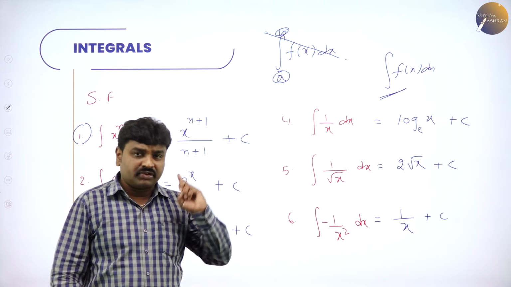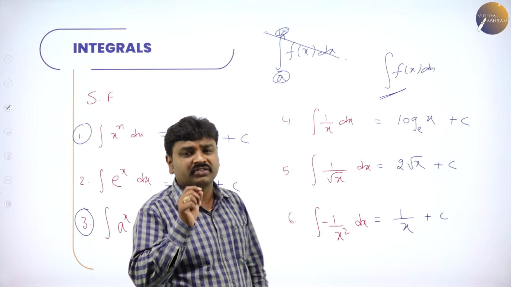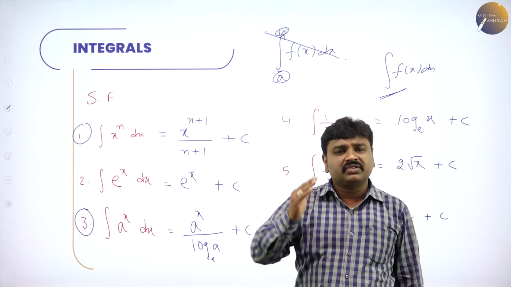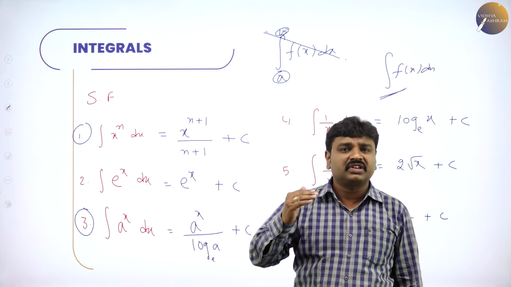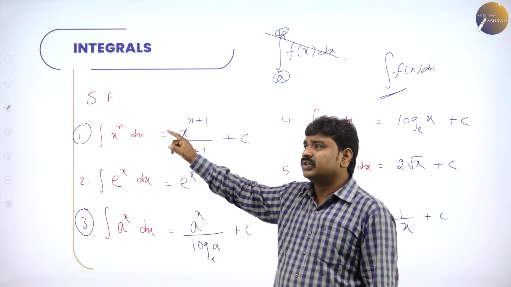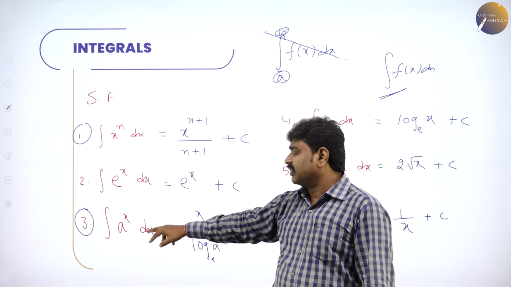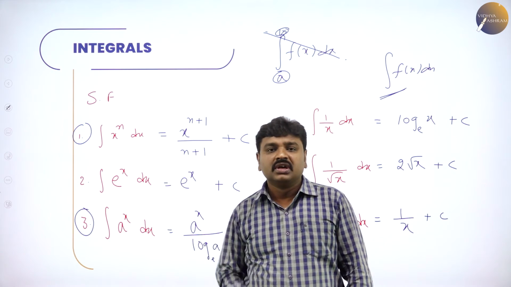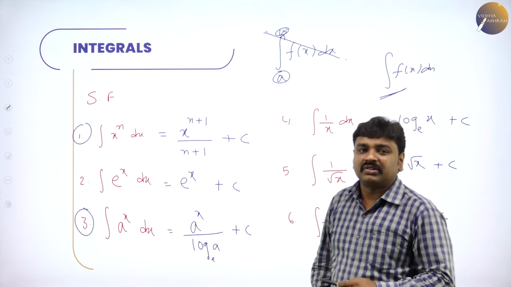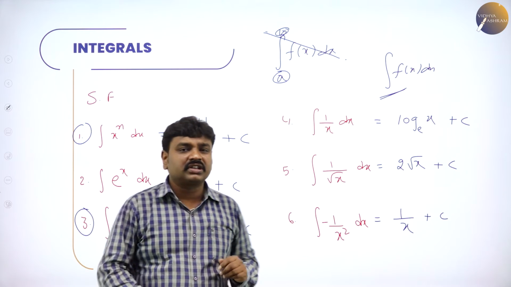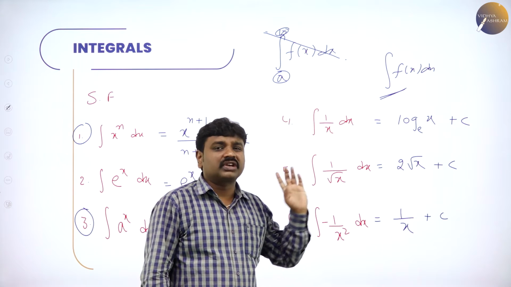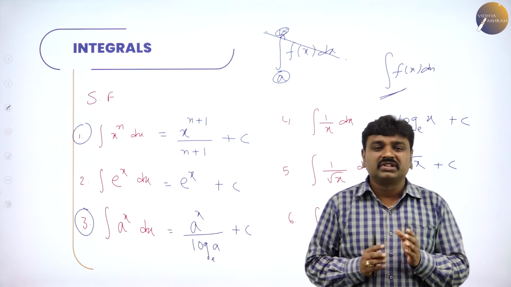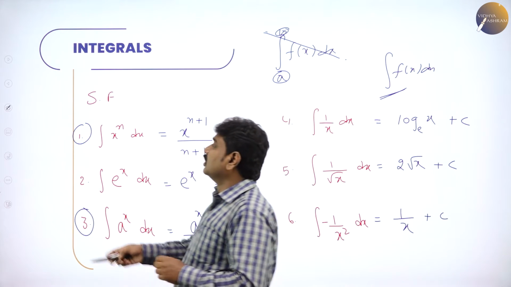What are the 6? First one, integration of x power n is x power n plus 1 by n plus 1 plus c. Integration of e power x is e power x plus c. Integration of a power x is a power x by log a. First one is variable power constant. Third one is constant power variable, number power x. Fourth one, integration of 1 by x is log x. Fifth one, integration of 1 by root x is 2 root x. Integration of minus 1 by x square is 1 by x. Become thorough with the standard functions, write and practice.